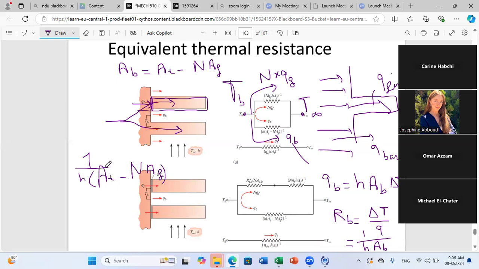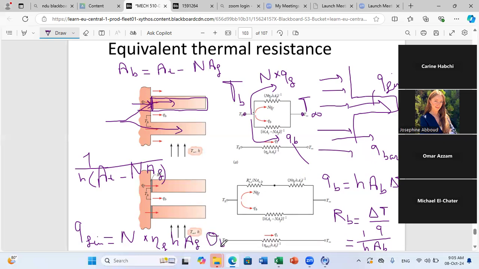Okay. This is for the resistance through the base. What about the resistance through the fins? Again, we can together find the expression, okay? If you write Q fins total, what is the total heat lost through fins? If you have N fins, you should do N times the efficiency of each fin times h times the frontal area of the fin times theta base.